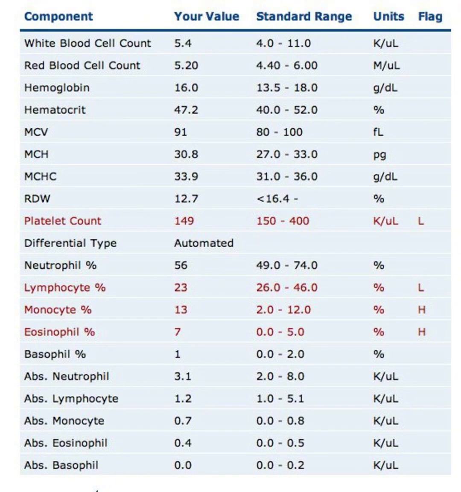Lymphocytes mostly increase in viral infection, neutrophils mostly increase in bacterial infection, if the patient has an infection, right? But the first thing we see is the major basic stuff.